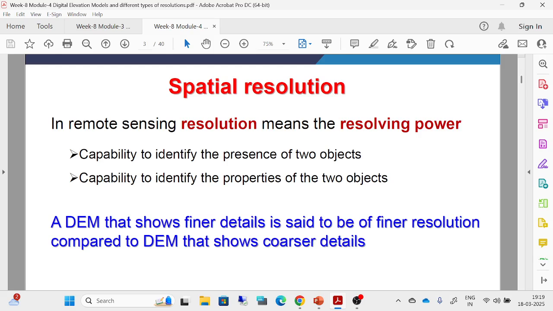So in remote sensing, resolution means the resolving power. Whenever you buy a phone or something, you also look at the resolution, right? The higher the resolution, the better the image you get. So it's the capability to identify the presence of two objects, and also the properties of those two objects. If you have a low resolution image, you will not be able to differentiate the features on that image. But as the resolving power increases, you will be able to understand that there are two different things here instead of one. So a DEM that shows finer details is said to be of finer resolution compared to a DEM that shows coarser details.